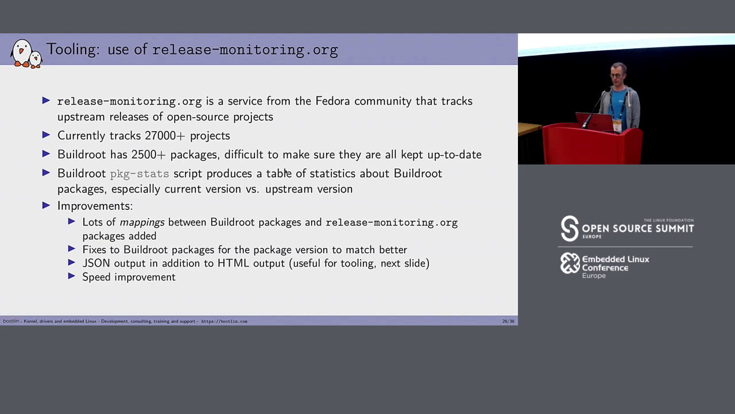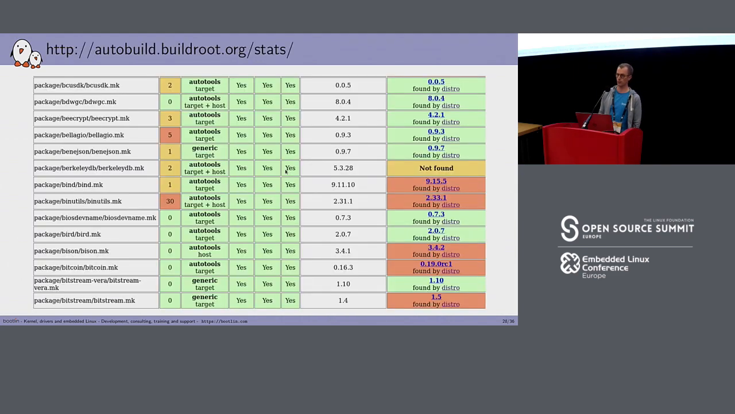So what we have done is extend our tool that produces this table for every Buildroot package. It knows the current version, which is this column. So that's the version we currently have in Buildroot. And another column shows what release monitoring knows about that package. So for example, this one is not up to date. That's an example. So this gives us a hint: oh, maybe we should have a look. What are the improvements in that package? Are there security fixes there? Is there anything interesting?